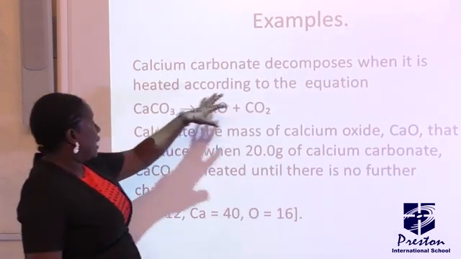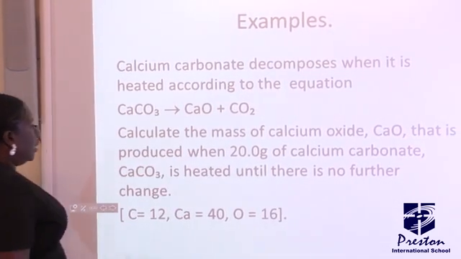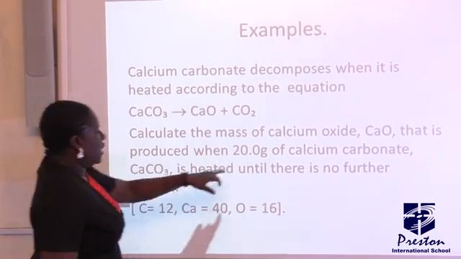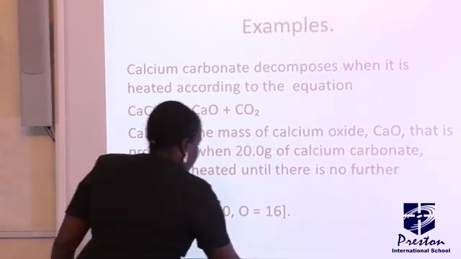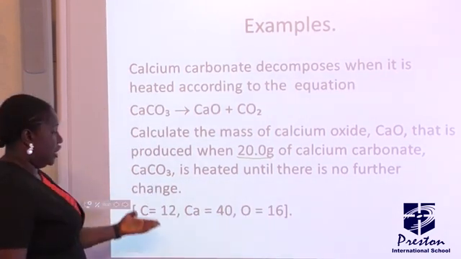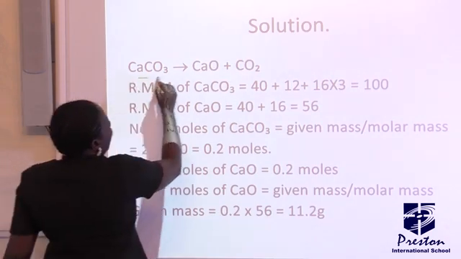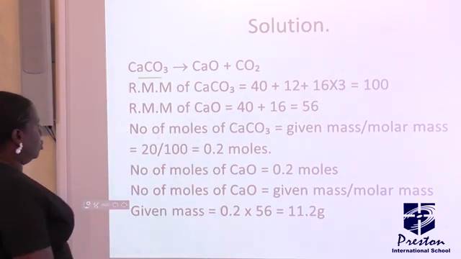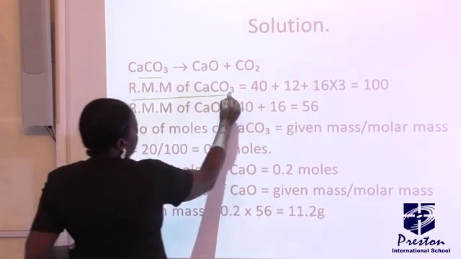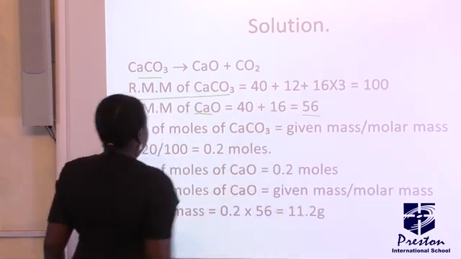Now, you are told that calcium carbonate decomposes when it's heated according to this equation. You are told to calculate the mass of calcium oxide that is produced when this mass is heated until there is no further change, and you're given these values. So the first thing, you write a balanced equation. This equation is balanced. From what we've done before, the R.M.M of CaCO3 is 100, and the R.M.M of CaO is 56.